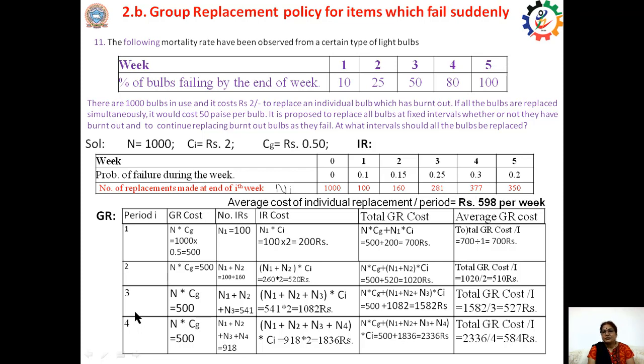Now see the pattern, it keeps reducing, reached minimum, then again started increasing. Pick this for group replacement. Number of periods to be considered is 2.